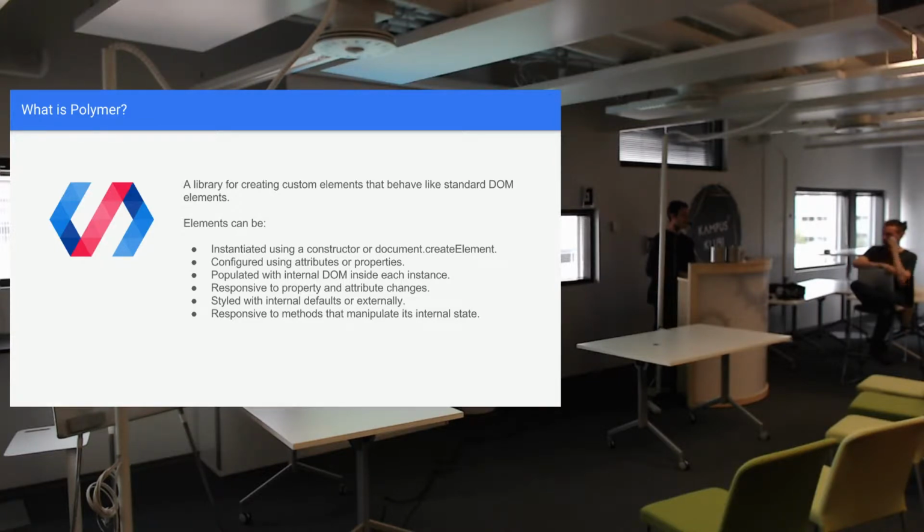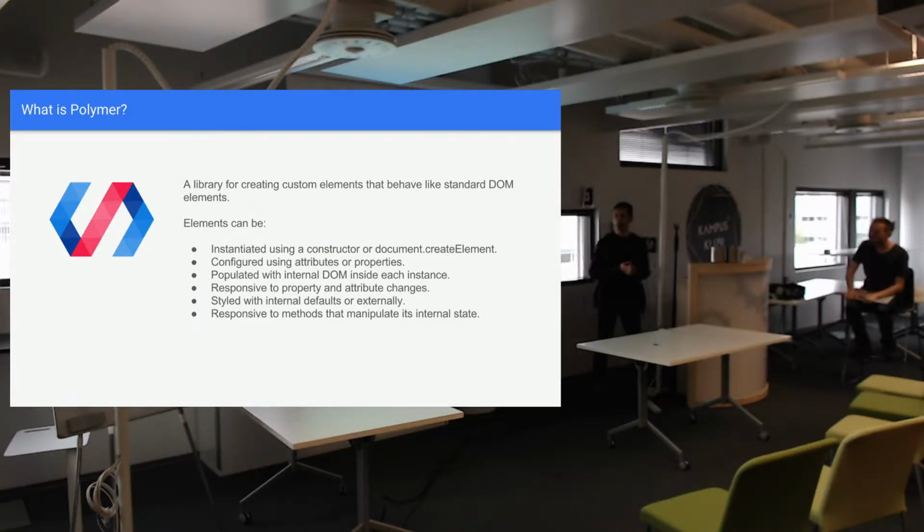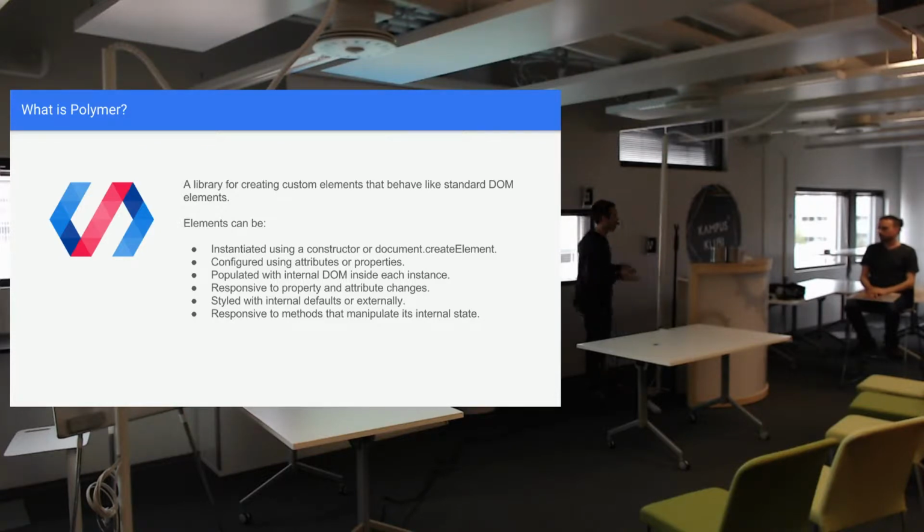It's responsive to property and attribute changes, so there's data binding happening there. Styled with internal defaults or externally, so you can expose style to the parent, so the parent will pass variables to style a child component, for example, and responsive to methods that manipulate its internal state. What was that about again? About exposing child methods. Oh yeah, it works. Pretty much like jQuery. You call the element, and you just call the child method inside the element.